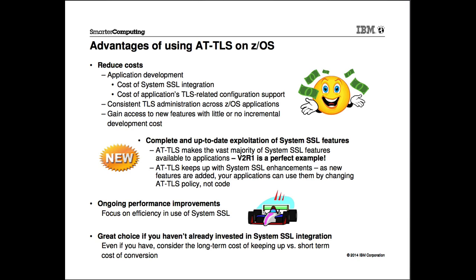But you now have to change your application. But with application transparent TLS, you don't. You just go into the policy, into the configuration assistant, you change the policy to say from TLS 1.1 to TLS 1.2, you install the policy in the stack, and it all happens for free.